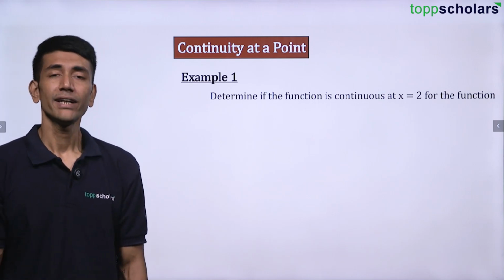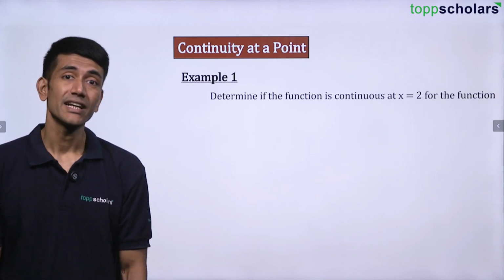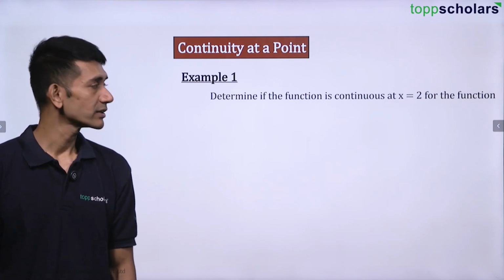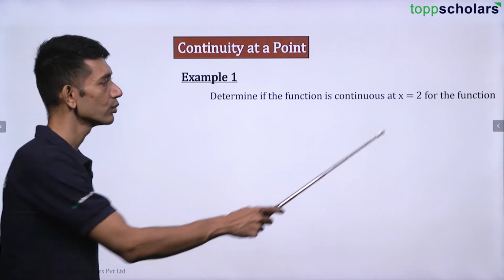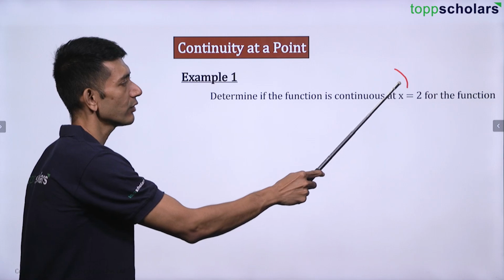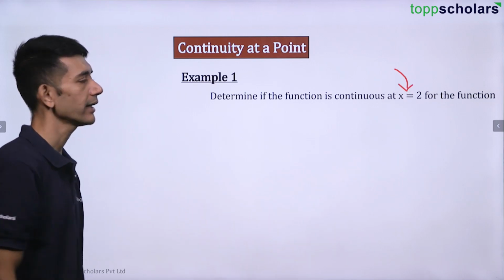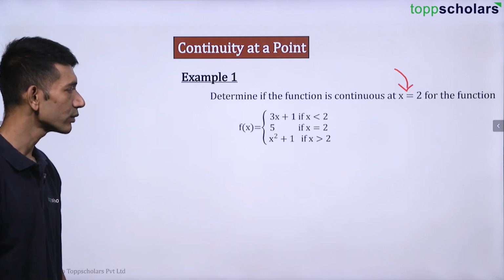Okay, so we need to understand where we are supposed to check the continuity of the function. The continuity of the function we are going to check at x equal to 2. We are going to check the continuity of the function at this point, correct? But what is the function? That will be given to us.